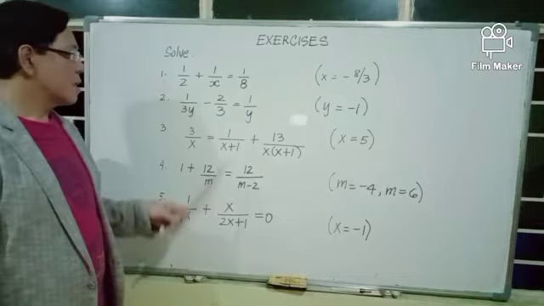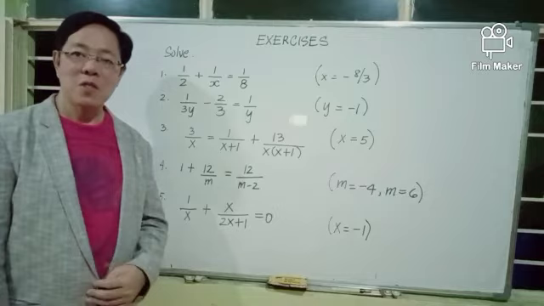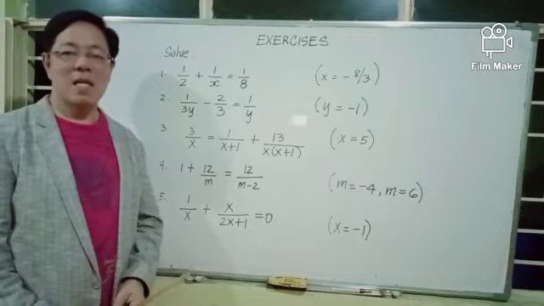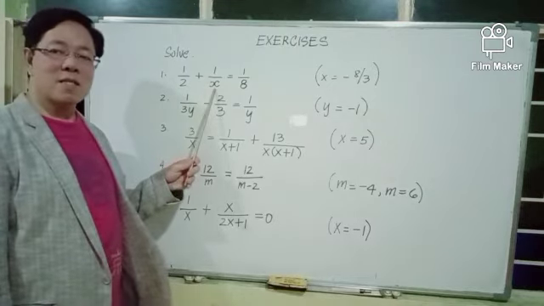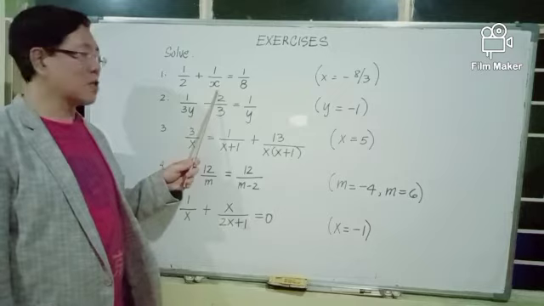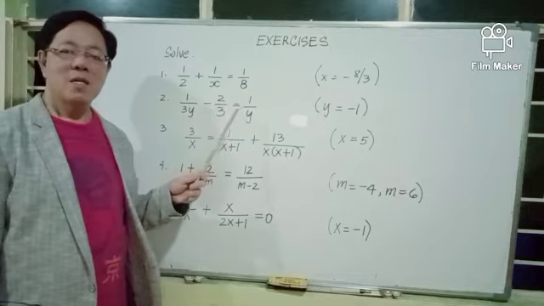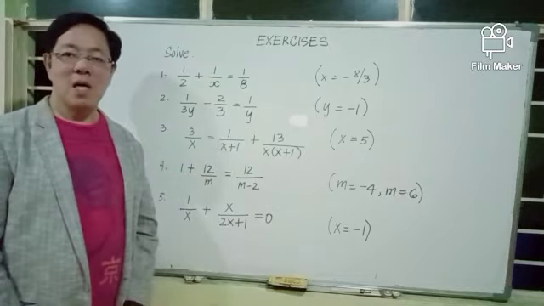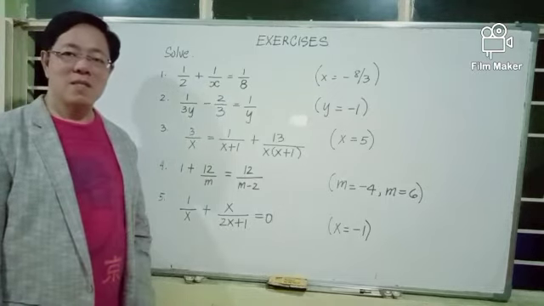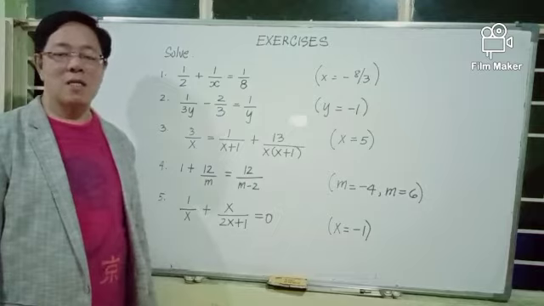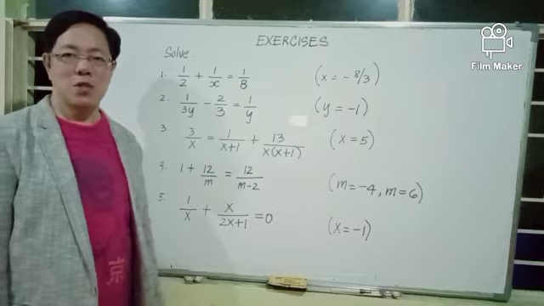In each of these rational equations, you take note of the values of the variables that will make the denominators 0. Like in example 1, in your solution, x cannot be 0, or x should not be equal to 0. Because if x is 0, you get 1 over 0, undefined. Therefore, x equals 0 should not be a solution of this rational equation. And if you get x equals 0 at the end of your solution, then you reject that solution and you say that it is an extraneous solution.